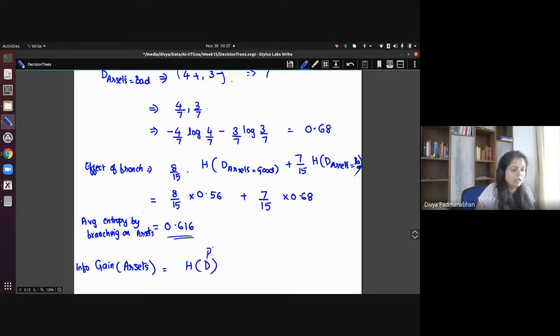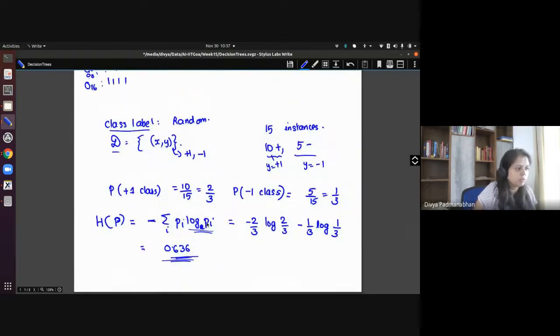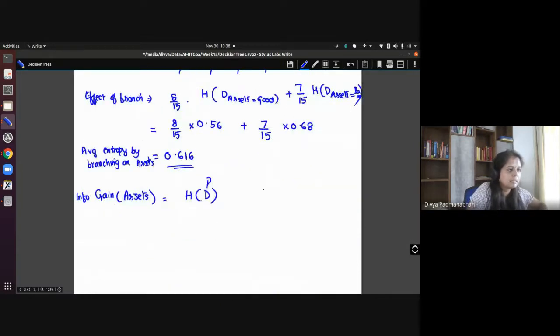Where D is for the original class. I'm using D to represent this distribution. I wrote it as H of P, but we'll use it interchangeably as H of D also, because it's a very loose definition, in terms of D, the data set, the distribution of the classes in the original data set. So this value here was 0.636 minus 0.616. That's how much information you gained. So this was like 0.02.